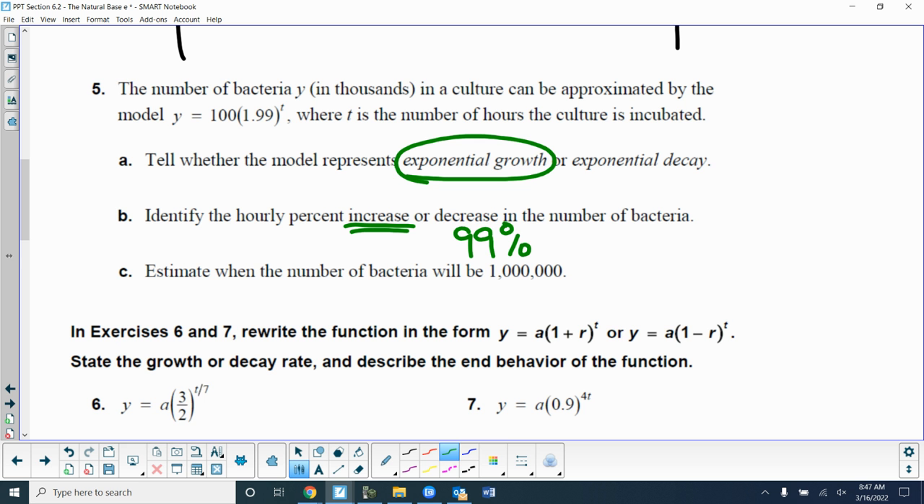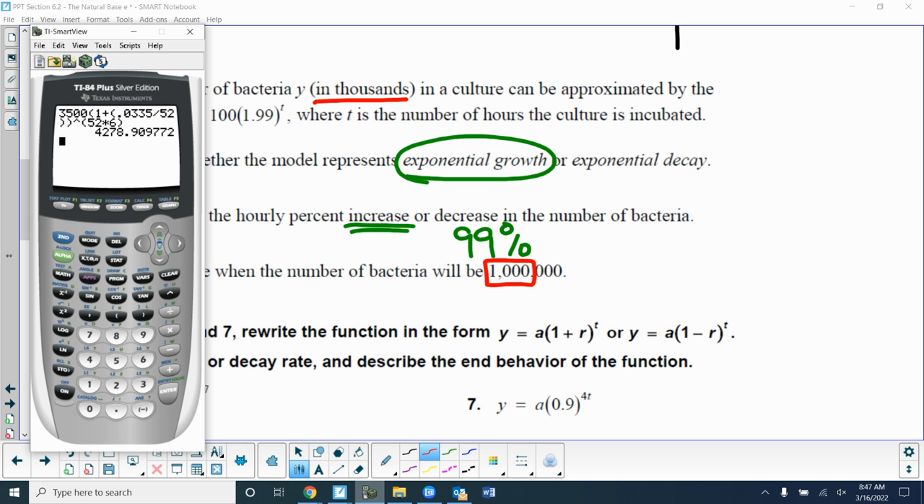So I did it on the calculator, okay? And again, this is in thousands. You see that? So 1,000,000 is how many thousands? 1,000. Yes, 1,000 thousand. So I'm looking in my table for 1,000 if you do the table way, or if you want to do the intersect way, you can do the intersect way. I'll show you the intersect way again.